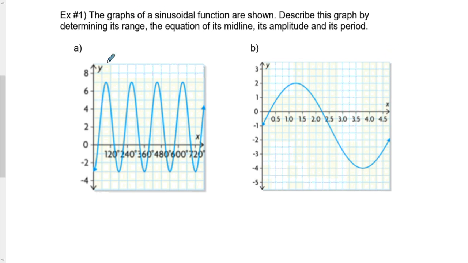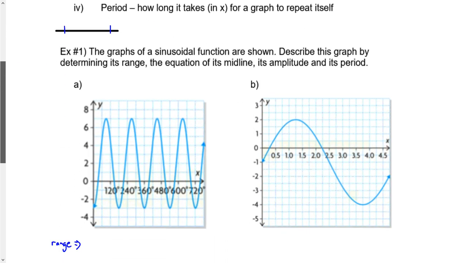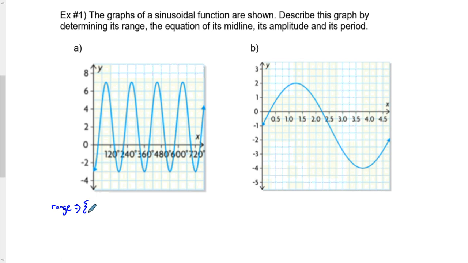So first off, the range. The range is the maximum and minimum values written in set notation. So in this case, it's talking about our y values. Our lowest y value here is -3. The highest value is +7. So -3 is less than or equal to y, which is less than or equal to 7, y being an element of the real numbers. Of course, another way of writing our range is using our fancy R.